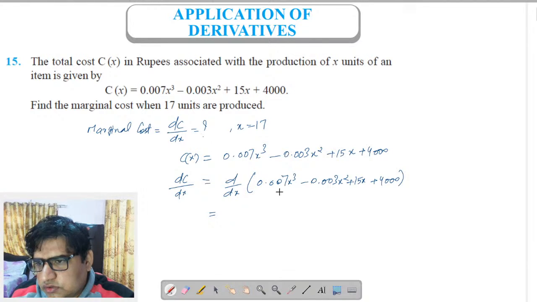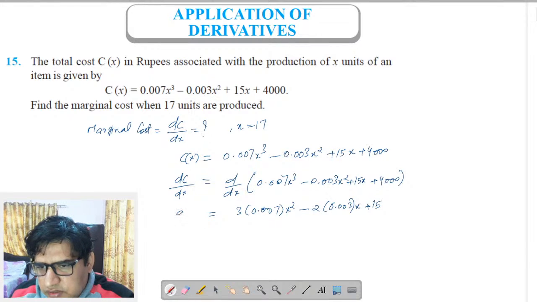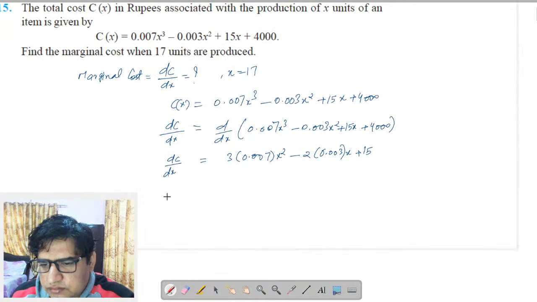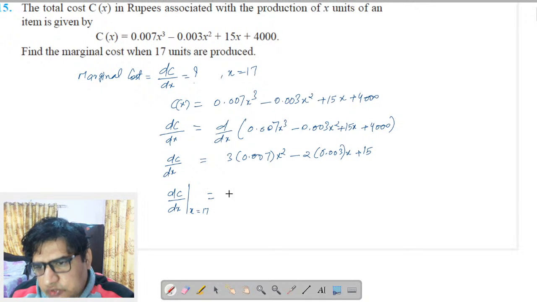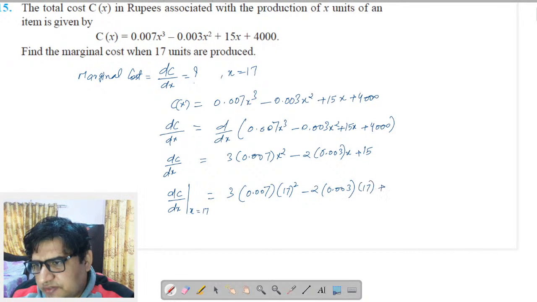So that will be equal to 3 into 0.007 and it will be x square. Similarly this will be 2 into 0.003x plus 15. Okay, so dc by dx is equal to this, and at x is equal to 17. Okay, so dc by dx at x is equal to 17 is equal to, so we'll simply substitute the value 3 into 0.007 into 17 square minus 2 into 0.003 into 17 plus 15.